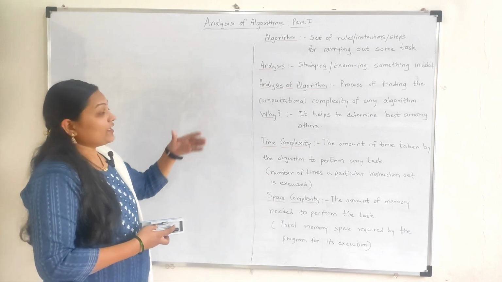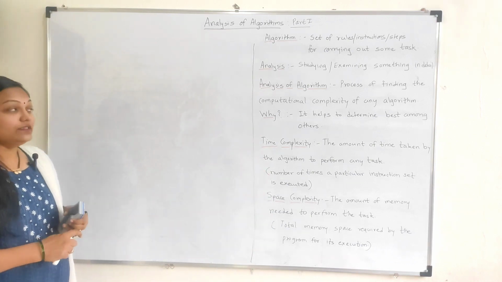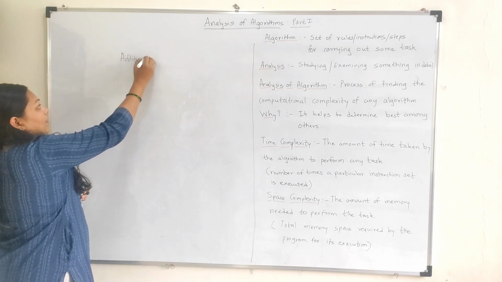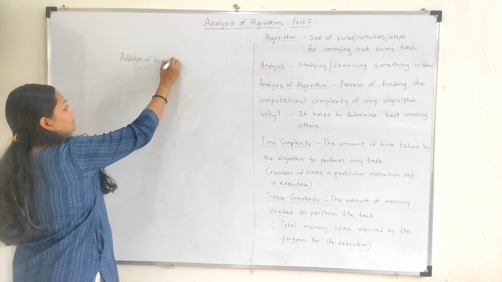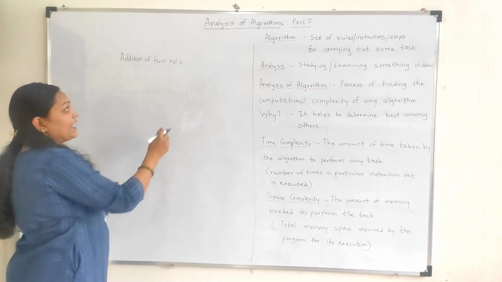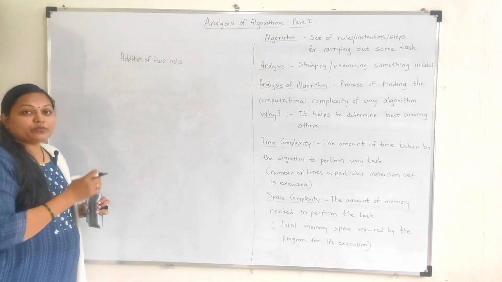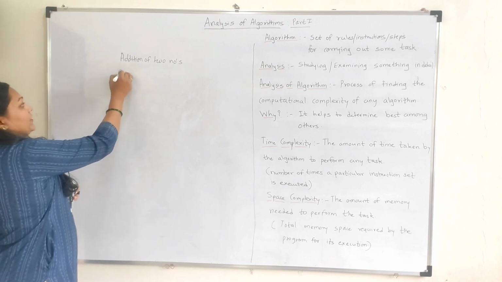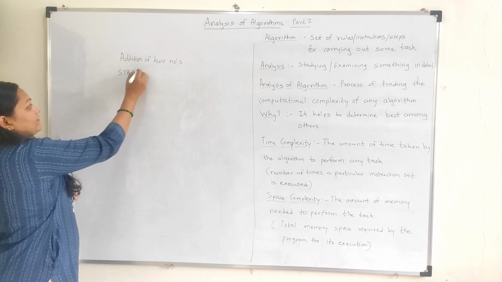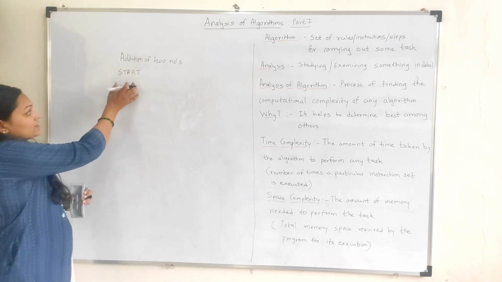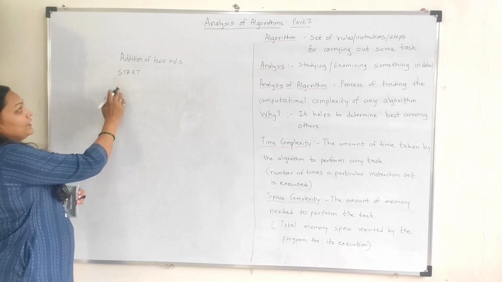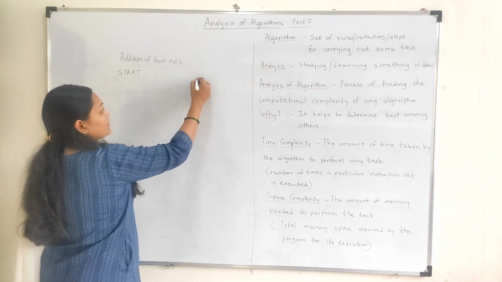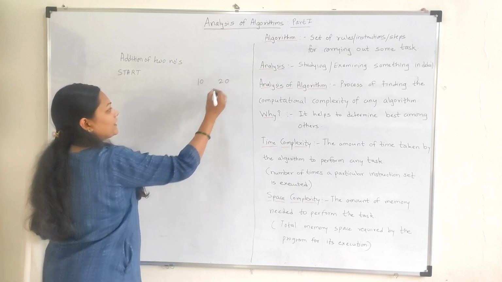So let's see how we can write down the algorithm for the same example. If you want to perform addition of two numbers, and we are storing that addition into another number, so always we need to write the steps like this with the help of a start symbol. After that, what you require for addition of two numbers is two numbers. Suppose those numbers are 10, 20.